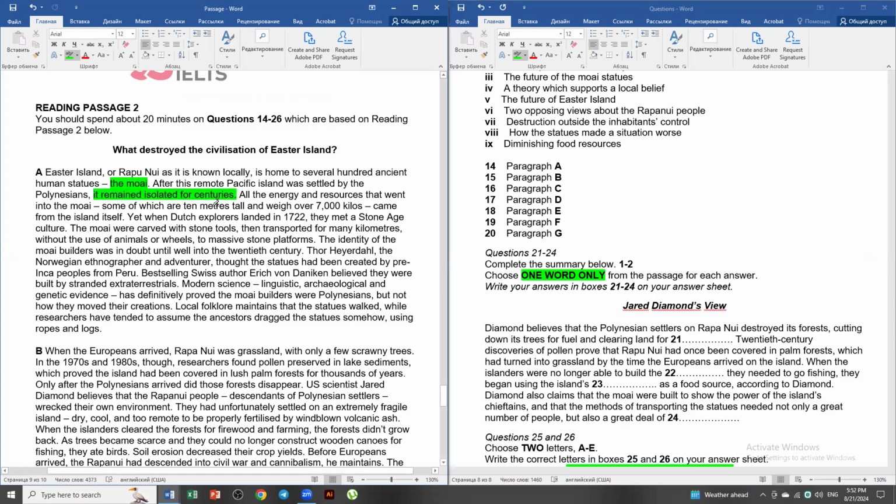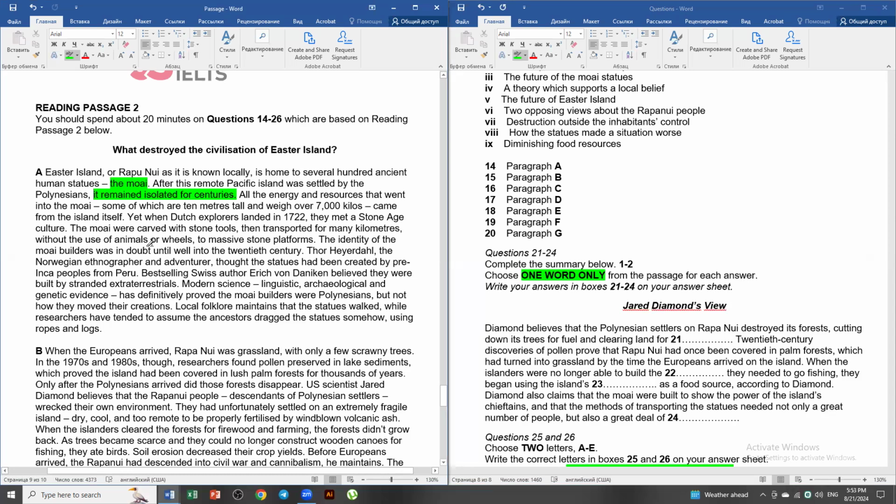Polynesians came to that place, and then it remained isolated for centuries, meaning they were not known for many years. All the energy and the resources that went into the Moai, some of which are 10 meters tall and weigh about 7,000 kilos, came from the island itself. Yet, when Dutch explorers landed in 1722, they met a Stone Age culture.